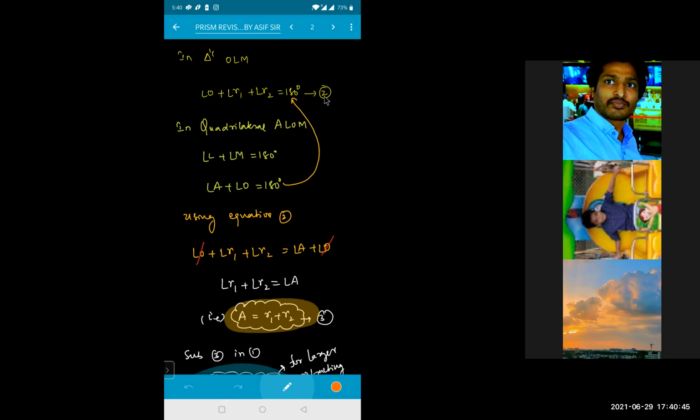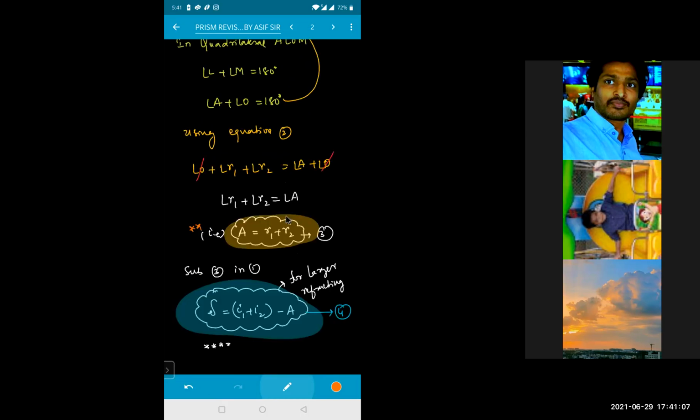Now using this equation 2 in this one, angle A plus angle O is 180. In the place of 180, you can write angle O plus angle R1 plus angle R2. So angle O and angle O will get cancelled. So angle R1 plus angle R2 will be equal to A. That means the angle of the prism will be equal to R1 plus R2. Very important formula: angle of the prism is equal to R1 plus R2.